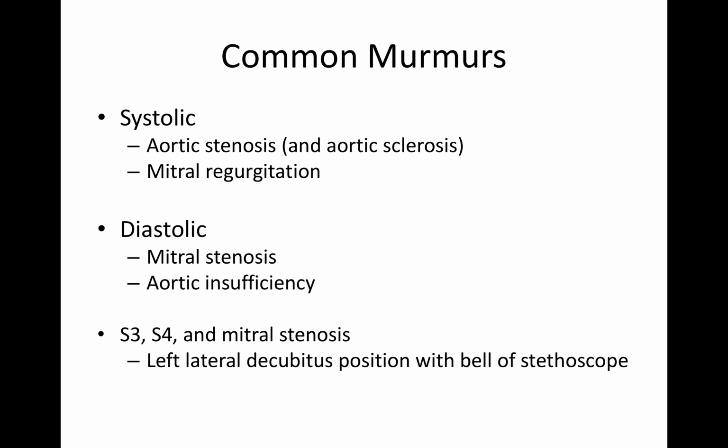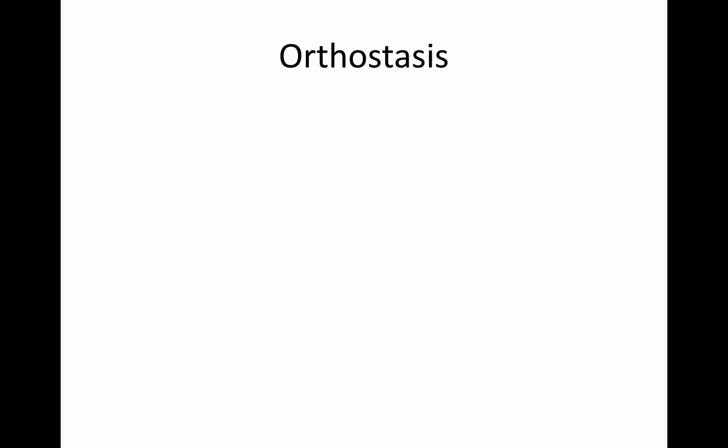Diastolic. These murmurs are best heard with the bell of the stethoscope, not the diaphragm. So you want to get the patient into left lateral decubitus position for both the mitral stenosis, aortic insufficiency murmur, and for gallops, S3 and S4. Get them into lateral decubitus position using the bell of the stethoscope. Because they're low-pitched murmurs, and they require you to get the patient in that position so that the heart comes closer up against the chest wall.